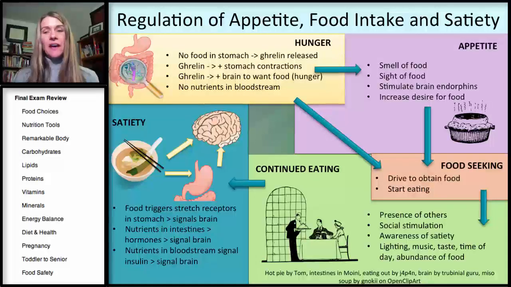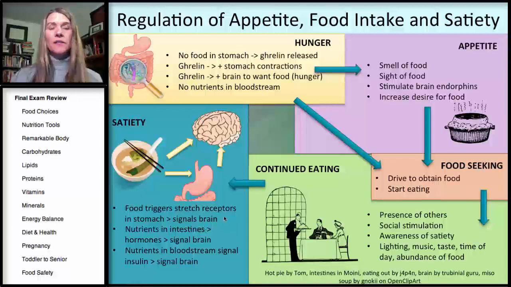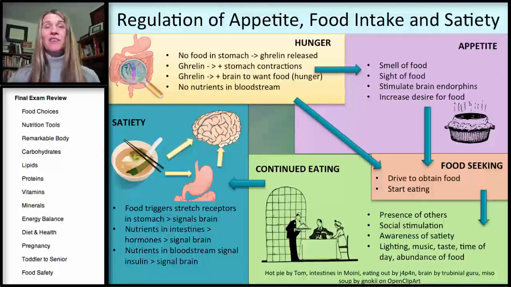But there is an awareness of satiety, and satiety means being full, and there are a few things that do that. One is just the food is going to trigger the stretch receptors in the stomach. So that feeling when you've eaten too much, that the stomach stretches out, well, that actually sends a signal to the brain that says, yeah, I'm full. We have food in the stomach now. You can turn off all these other cues. So it goes to the satiety center.